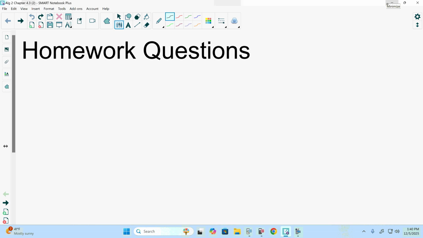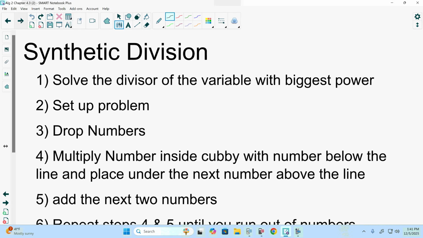For the homework, any problems that you all want to see worked? If there's no questions on the homework, what we're looking at today is synthetic division.